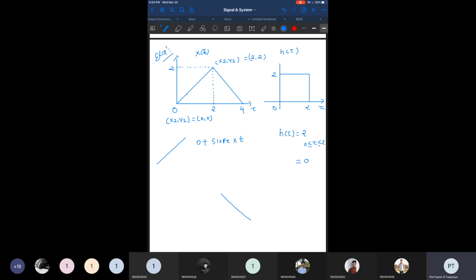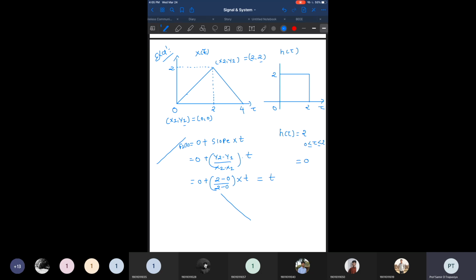So the slope is y2 minus y1 divided by x2 minus x1, plus starting point plus slope into t. This is the first function, f1 of t. The starting point is 0, and y2 minus y1 means 2 minus 0, and the same for x2 minus x1, 2 minus 0. So 2 minus 0 is 2, divided by 2 minus 0 is 2, the 2s cancel out, and we are left with only the slope times t.